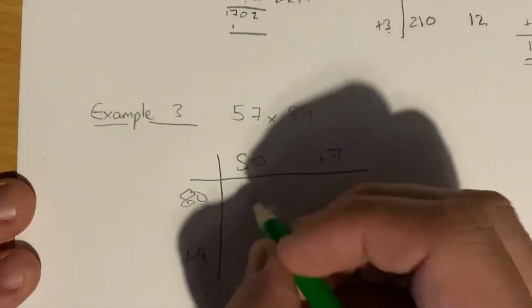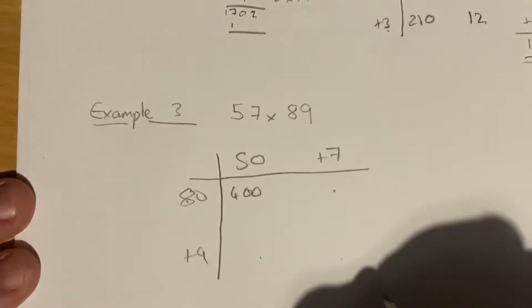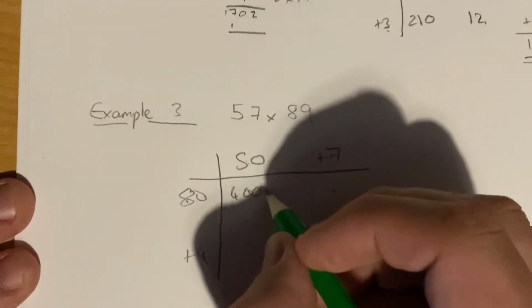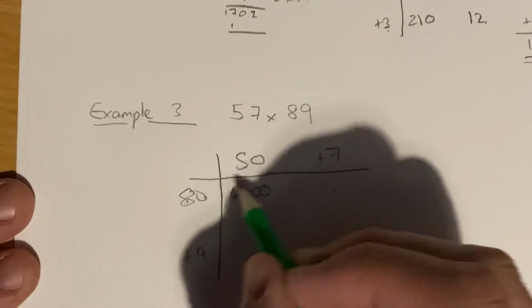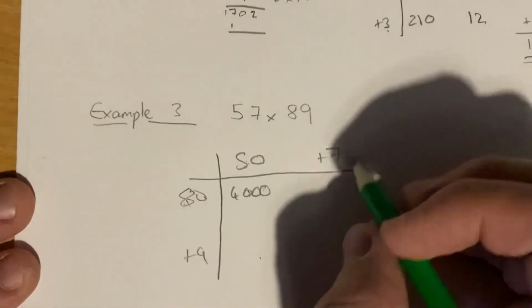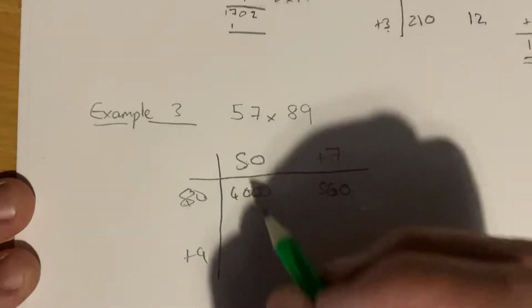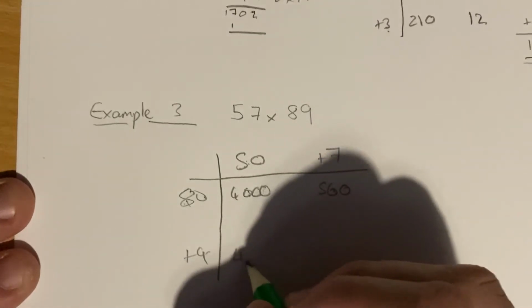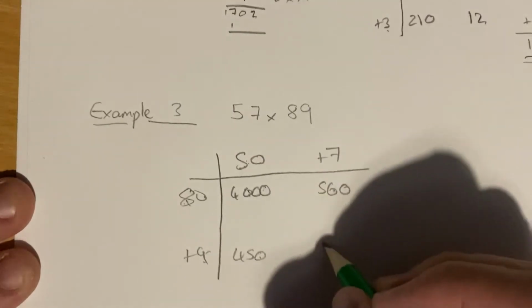8 times 5 is 40. So 80 times 5 would be 400. So 80 times 50 would be 4,000. Or if you want, 8 times 5 is 40 and 2 extra zeros on the end. 80 times 7, well 8 sevens is 56. So 80 times 7 would be 560. 5 times 9 is 45. 1 zero on the end, 450. And 9 times 7 is 63.